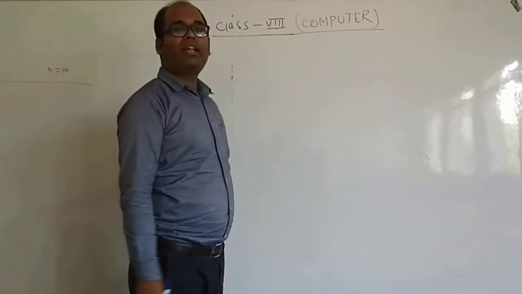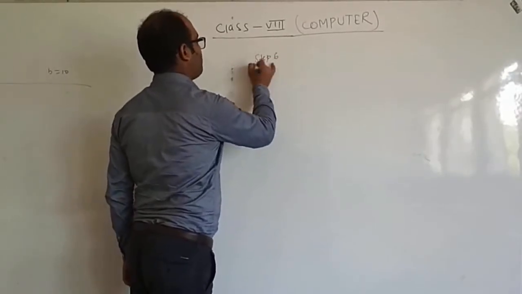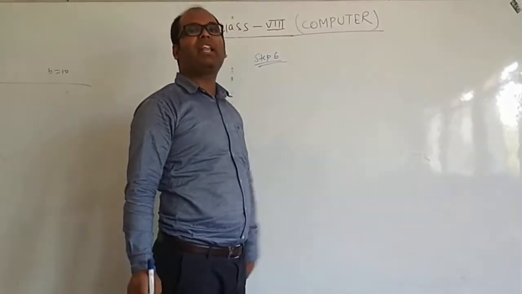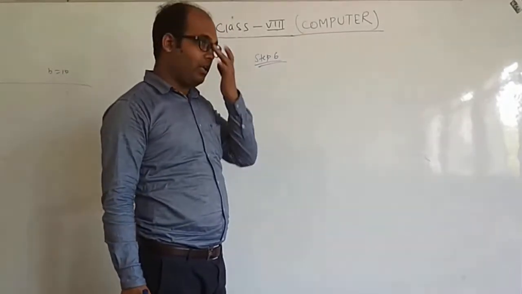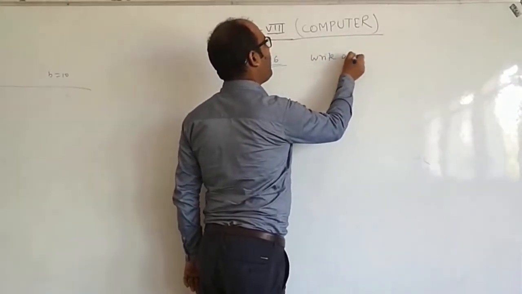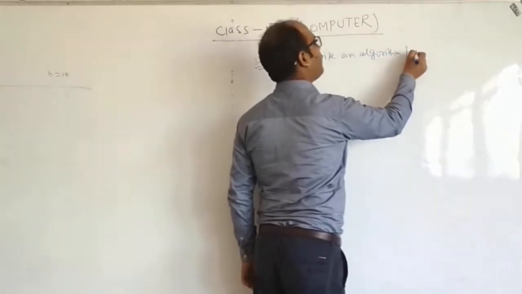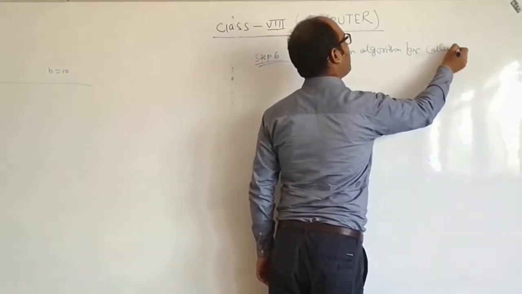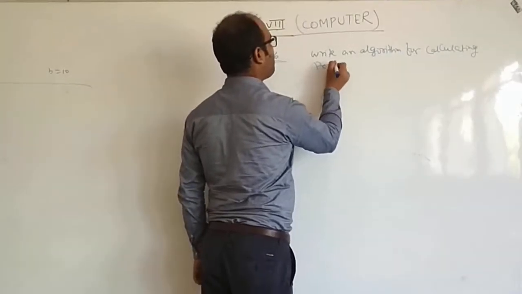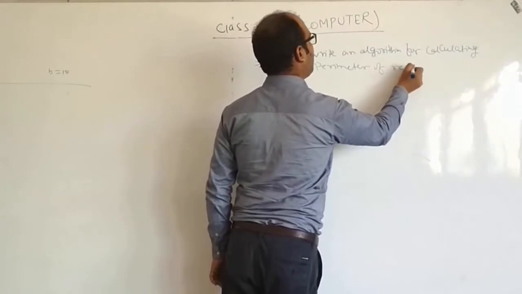Next, write an algorithm for, so this one is the 25th of sixth. Write an algorithm for calculating the perimeter of a rectangle. So write an algorithm for calculating perimeter of what? Rectangle.